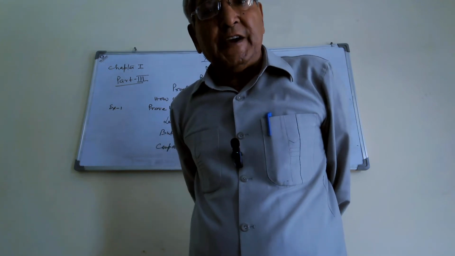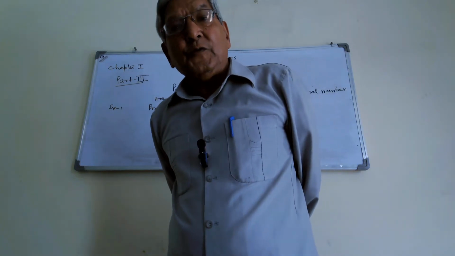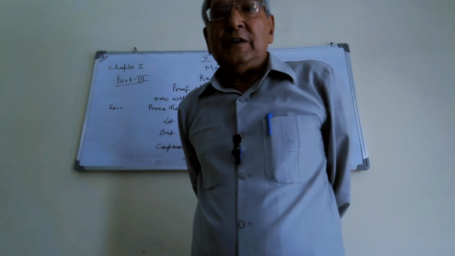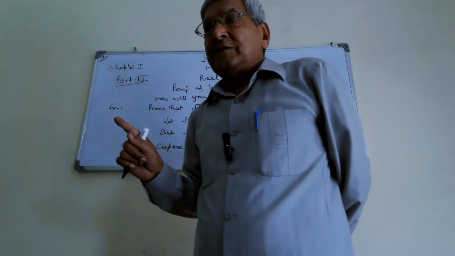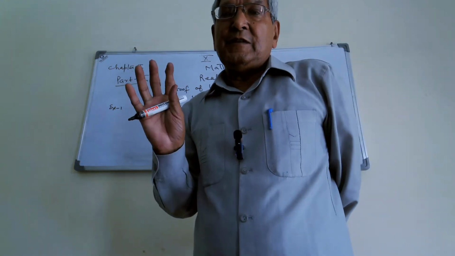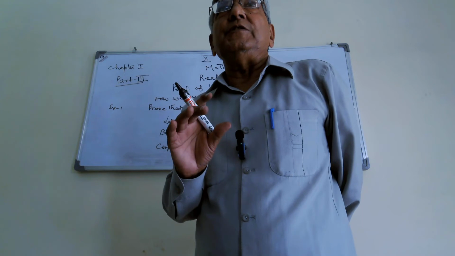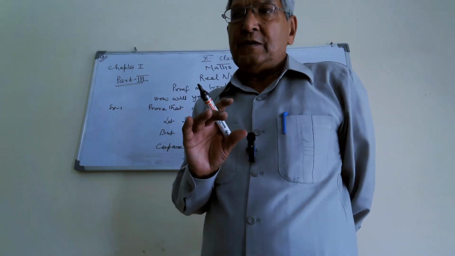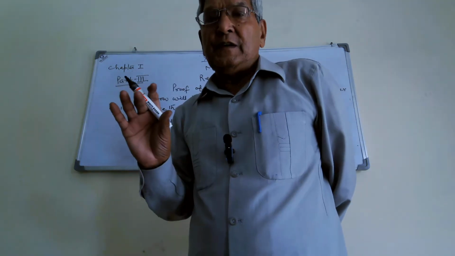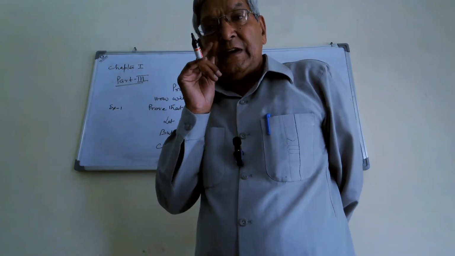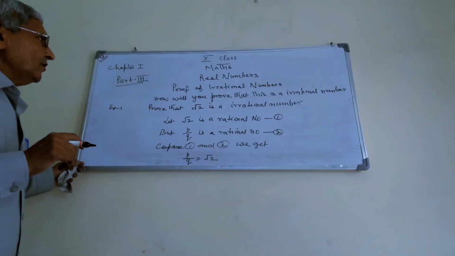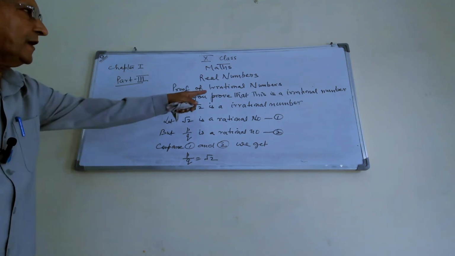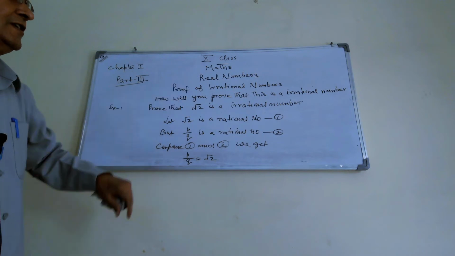I will take 2 or 3 examples of this type, and listen to me very carefully and see the example on the board very carefully so that you can find out this question very easily. I'm going to explain the detail of these questions, and I will take one example of an irrational number. How will you prove that this is an irrational number?